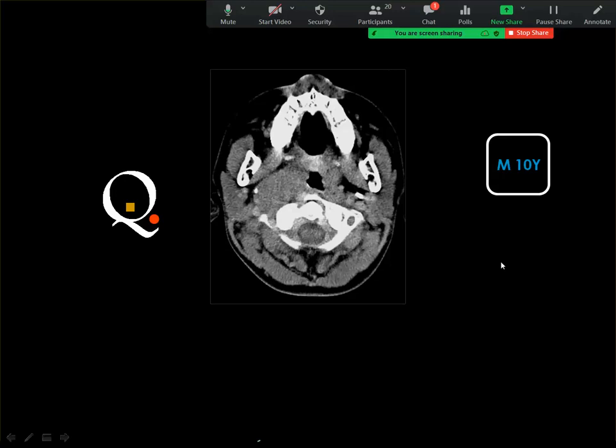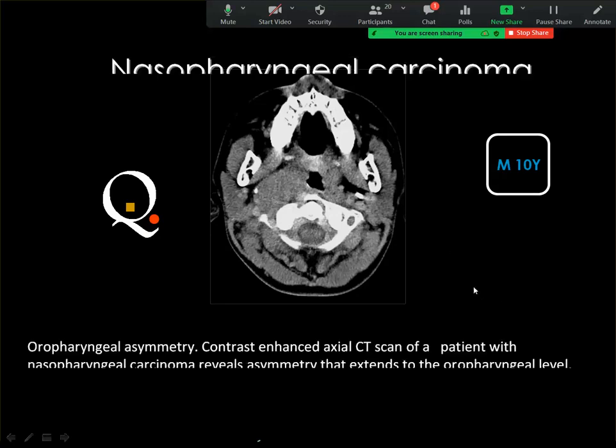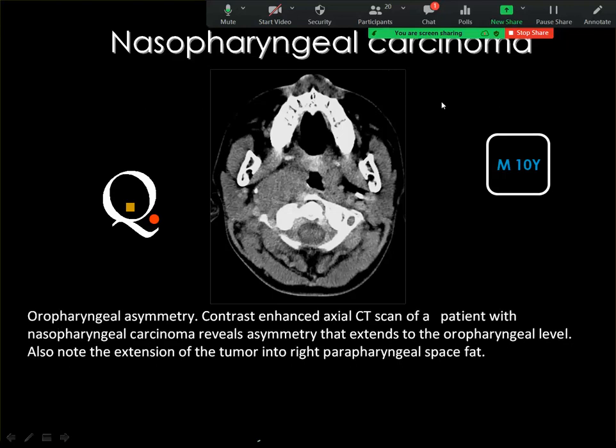Then this lesion is related to the medial aspect of the parapharyngeal space, meaning that it is of pharyngeal origin, and this is, of course, the oropharynx. Then you are dealing with the pharyngeal lesion. The most common pharyngeal lesion is the carcinoma.